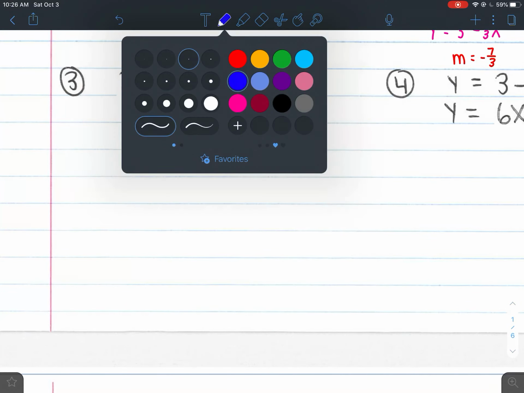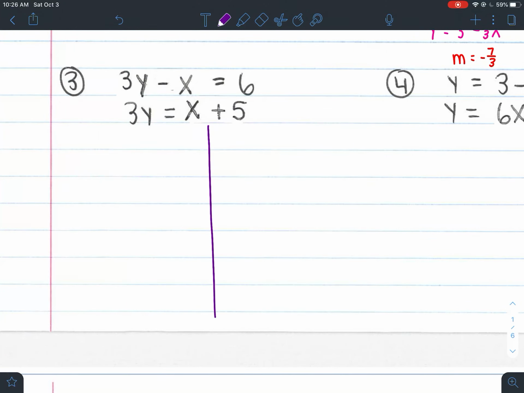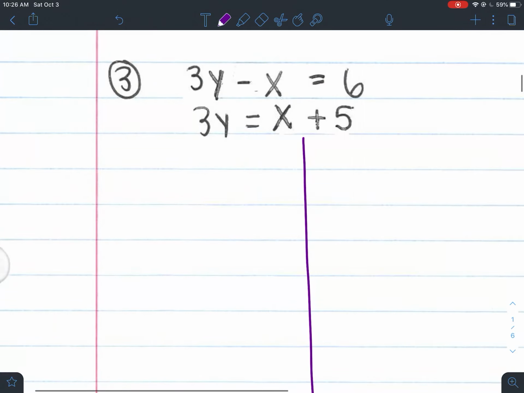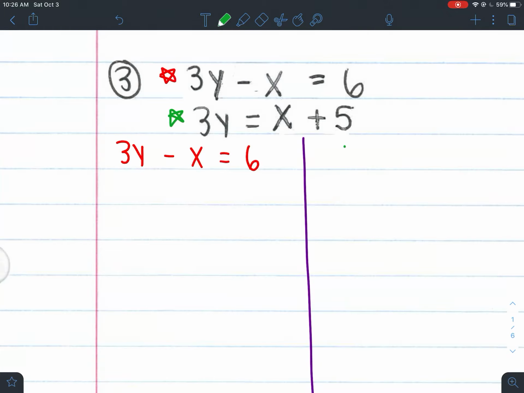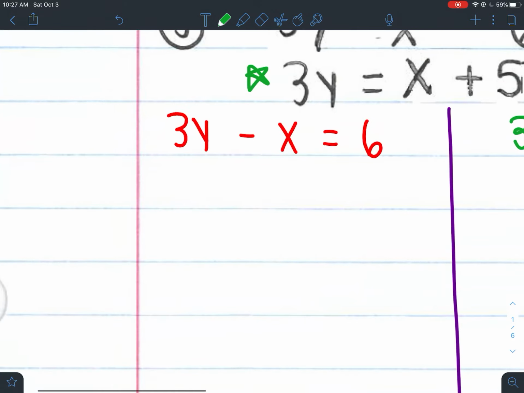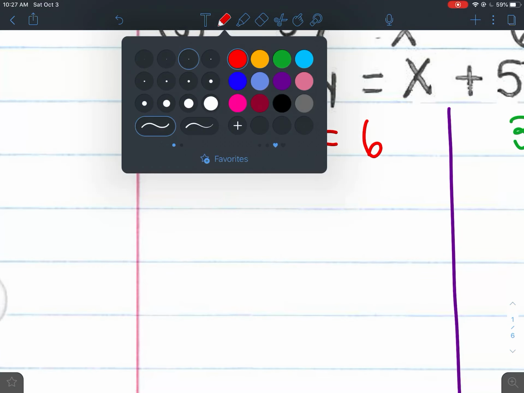Well, we're going to have to split up our space because we're going to have to take both equations and convert them into slope-intercept form. So I'm going to take the first equation over here. I'm going to start with red, and I'm going to put it on the left. So we have 3y minus x equals 6. And then I'm going to take the second equation and put that one on the right. 3y equals x plus 5. Well, I'm going to work with the first equation first, the red one.